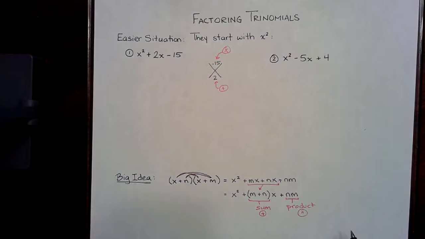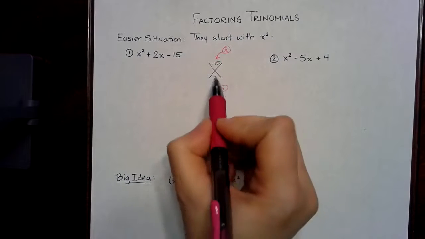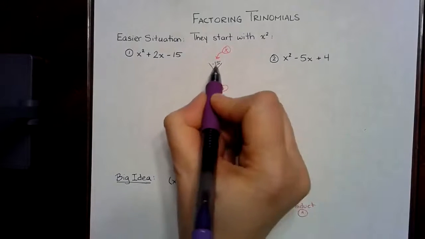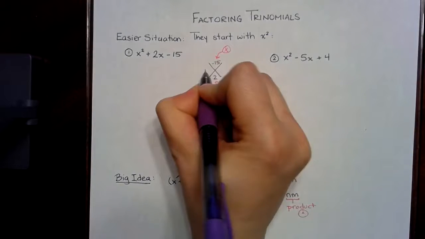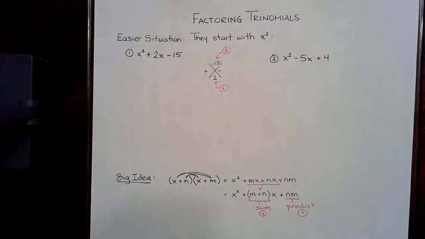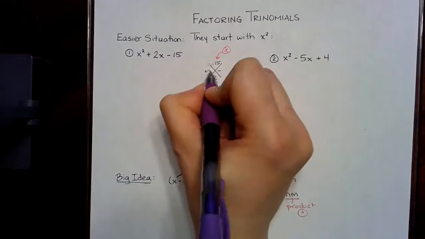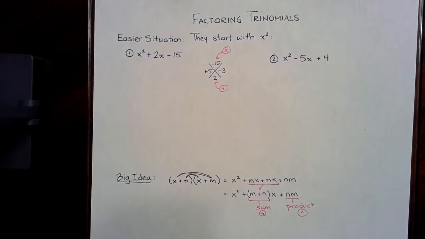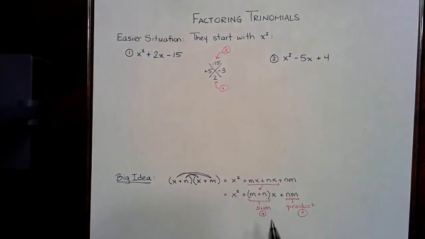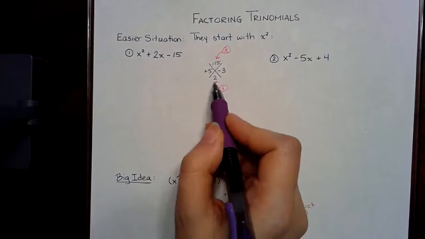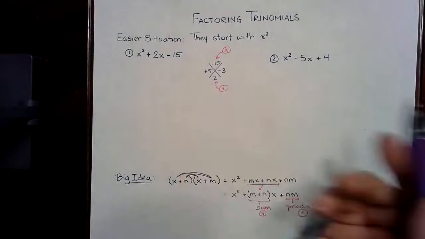And so I'm looking for two numbers that multiply to negative 15 and add up to 2. So since I'm multiplying to a negative, one of them will be positive and the other one will be negative. And in this case, it's 5 and 3. Because positive 5 times negative 3 is going to get me to negative 15. And positive 5 plus negative 3 is going to get me down to 2.